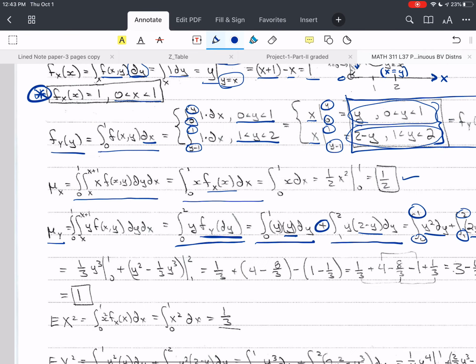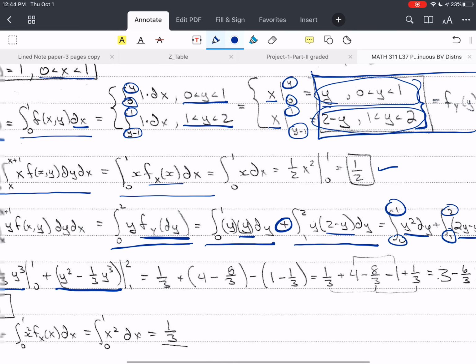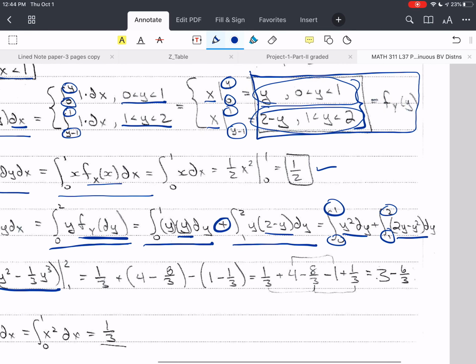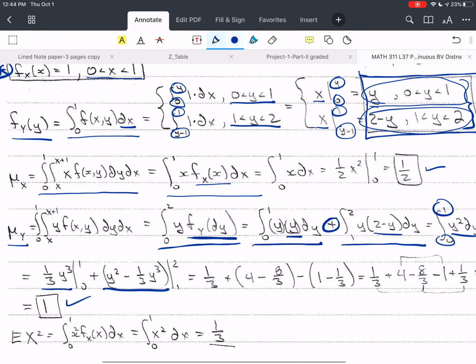And so we integrate that. We get 1/3 y cubed for the first part between 0 and 1, y squared minus 1/3 y cubed for the second part between 1 and 2. I plug in. Please look through this and make sure you understand what was done, because it is important to get the right answer. And we end up with the marginal mean of y being 1, so different than the marginal mean of x, which was 1/2.